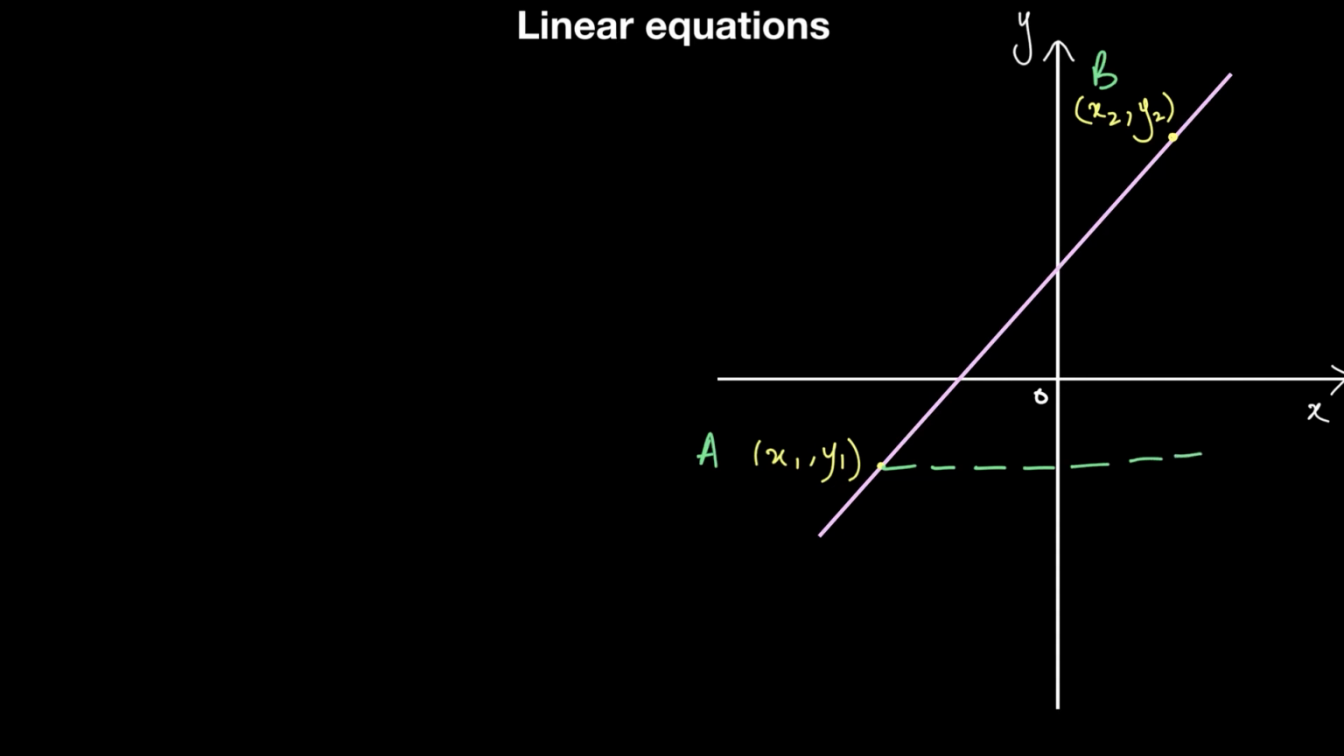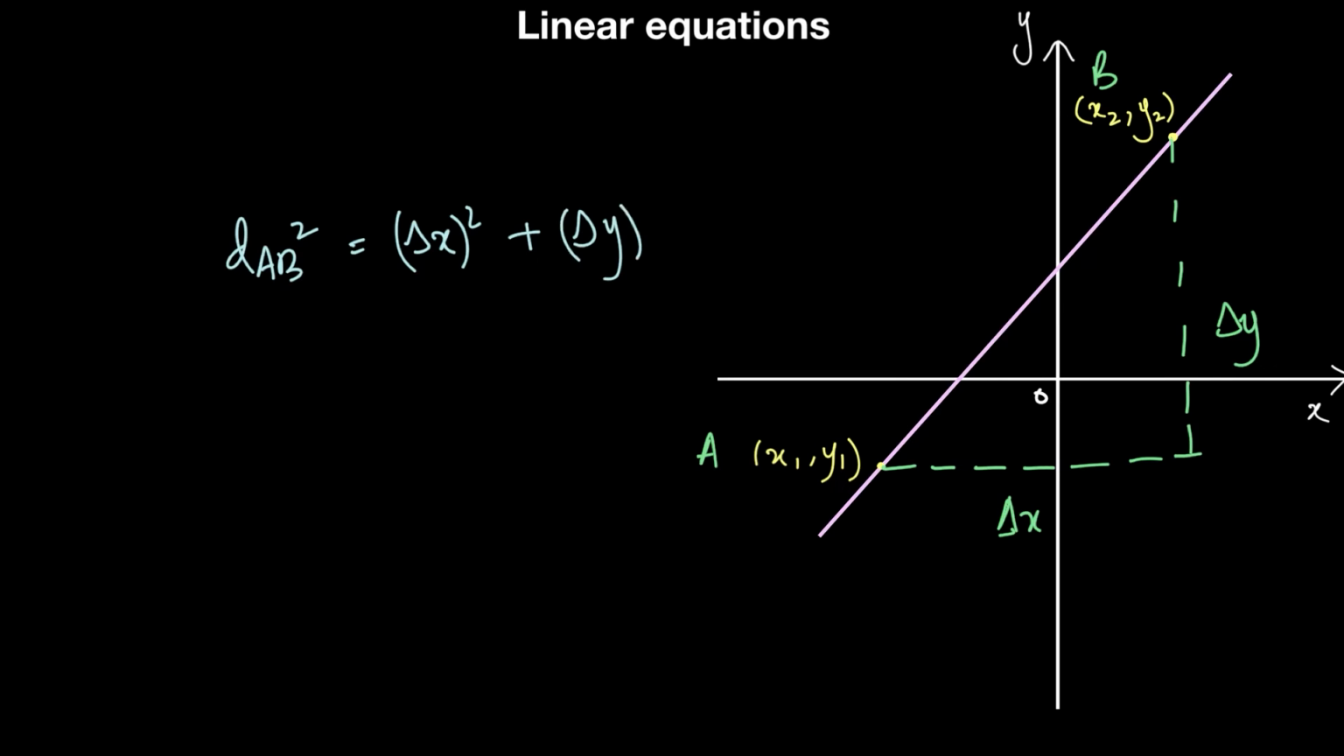In other words, we know that the change in x from A to B is this horizontal line here, whereas the change in y from A to B is the length of this vertical line over here. So this is the change in y. And we know that the length of this line segment is simply the hypotenuse. If we have a right angle triangle, then the distance AB squared is the change in x squared plus the change in y squared. So let's write that down: the distance AB squared is the change in x, the whole thing squared, plus the change in y, the whole thing squared.